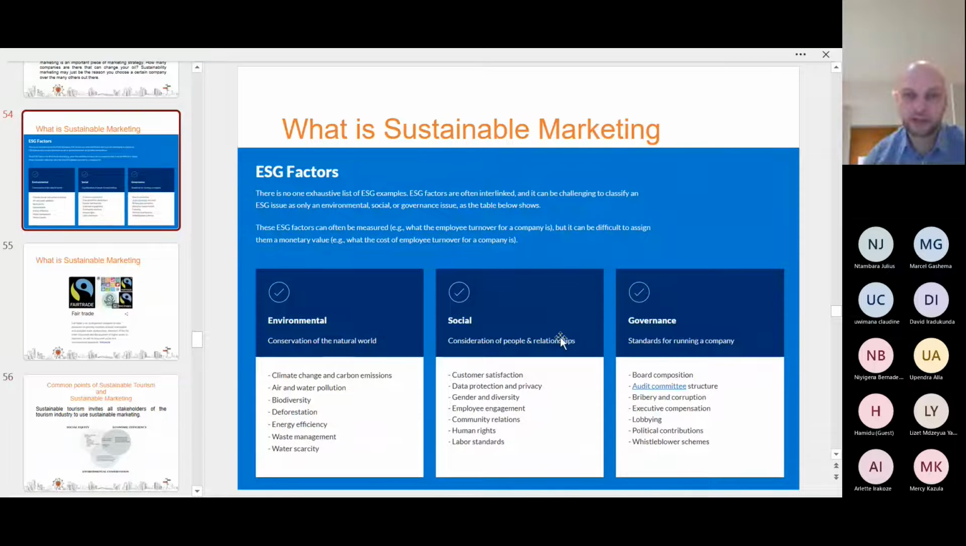Environmental, social, and governance. ESG factors are not the direct focus of today's workshop, but I decided to put some information about them here. Environmental, social, and governance are the key factors in ESG. Here you can see some examples of what exactly companies can do to be called companies that follow sustainable marketing.